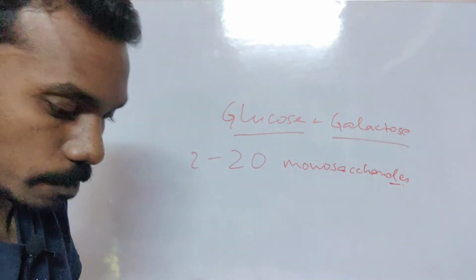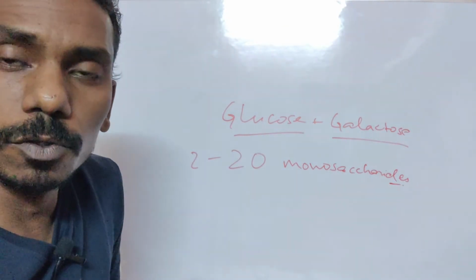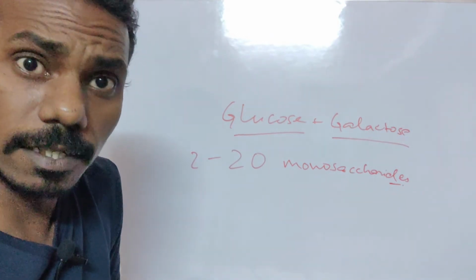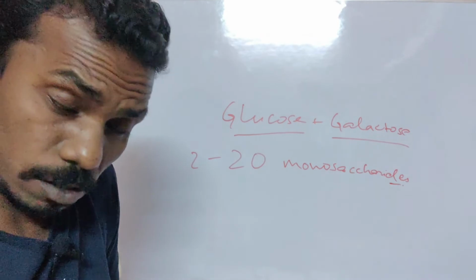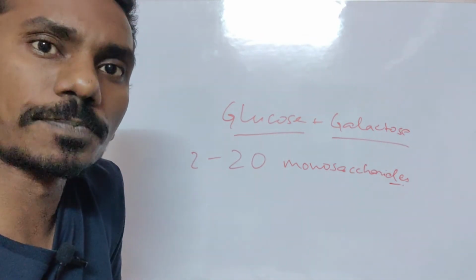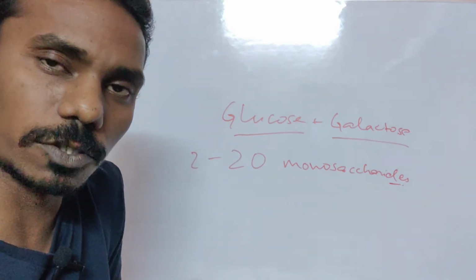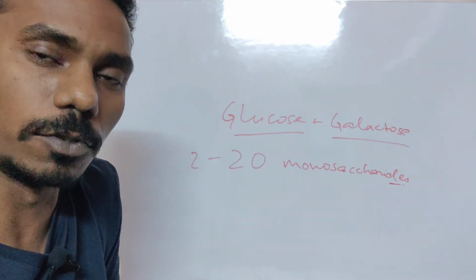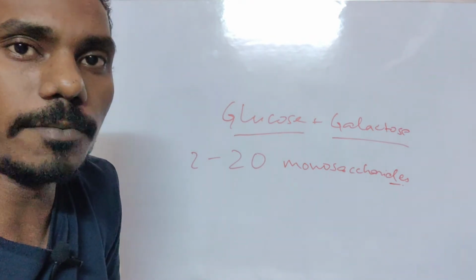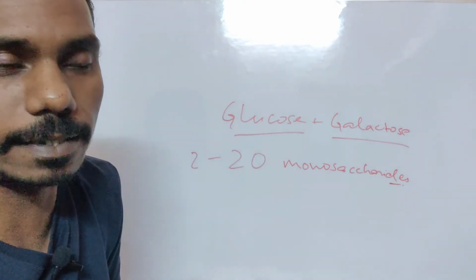That is, 2 molecules of glucose can combine with each other to produce an oligosaccharide. 3 molecules of glucose can bind with each other to produce an oligosaccharide. 4 molecules of glucose, 5 molecules of glucose, and so on till 20 molecules of monosaccharides.